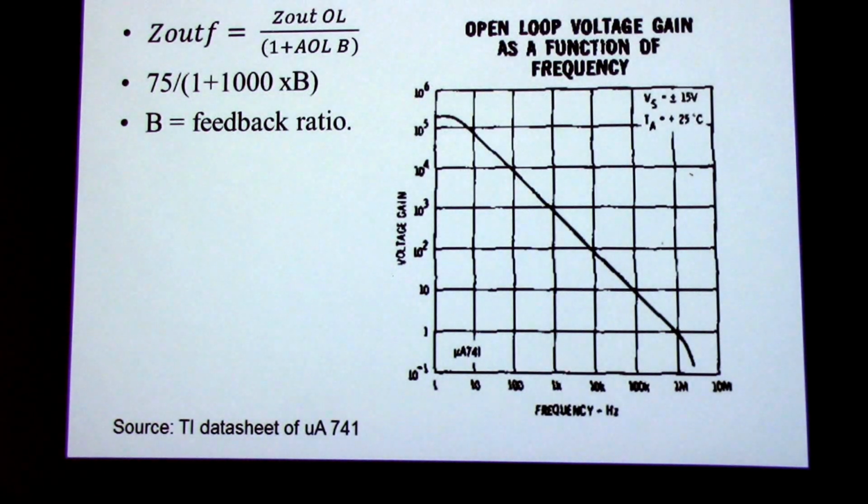So that's the open loop voltage gain as a function of frequency. With different frequencies you have this, from the datasheet of the op-amp 741 from TI. So that's how they deal with it. So this is an optional part.